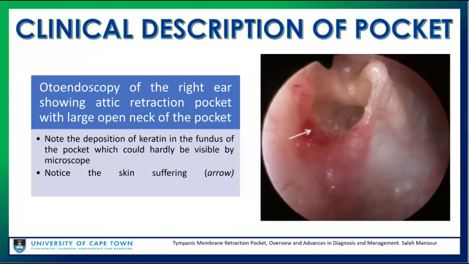So let us have a look at some clinical descriptions of retraction pockets. The image on the right here shows an otoendoscopy of the right ear with attic retraction of the pocket, a large open neck of the retraction. One can note deposition of debris in the depths of the pocket and notice skin suffering as labeled by the white arrow.